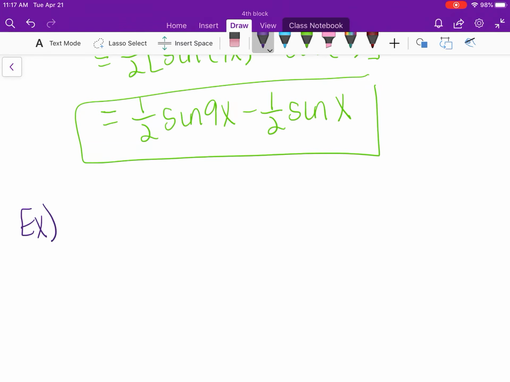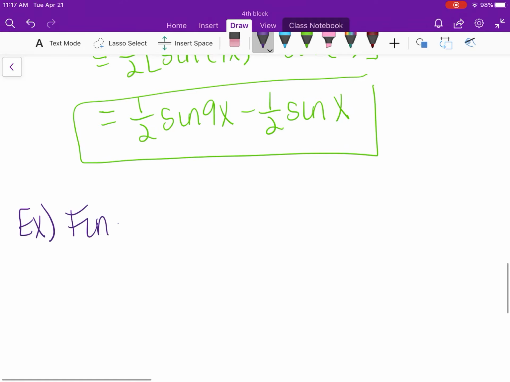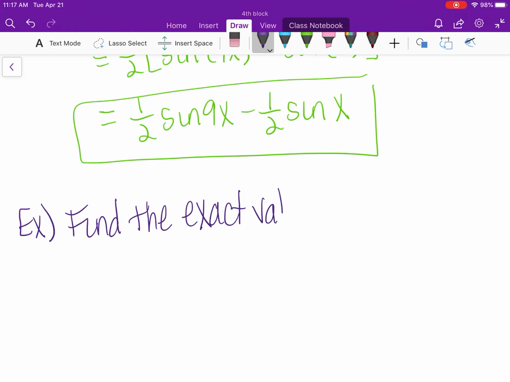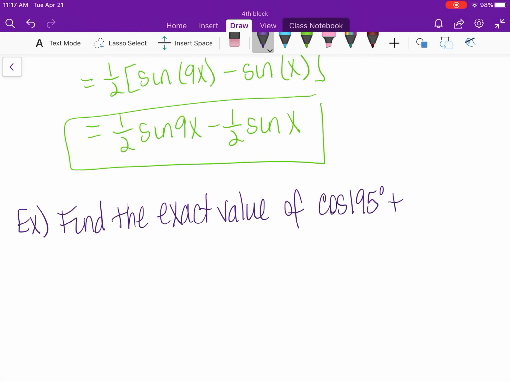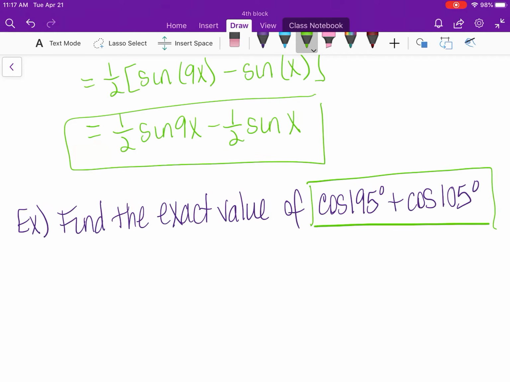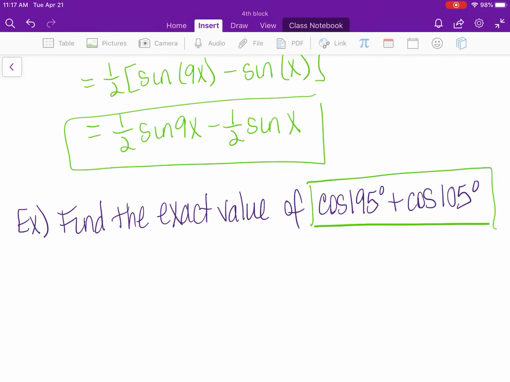All right, next example says to find the exact value of the cosine of 195 degrees plus the cosine of 105 degrees. Okay, so we're looking here at this problem. Okay, and this is, we're adding two cosines. Okay, so let me see if it'll let me insert it yet.